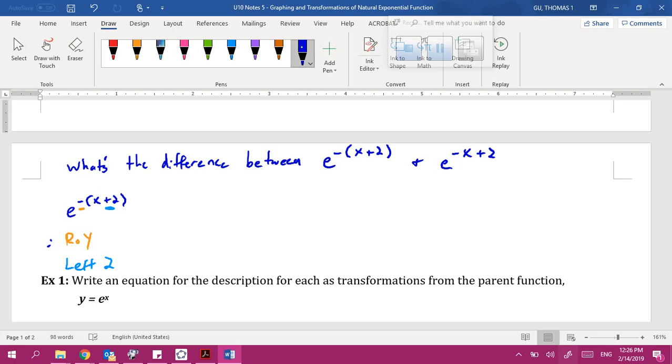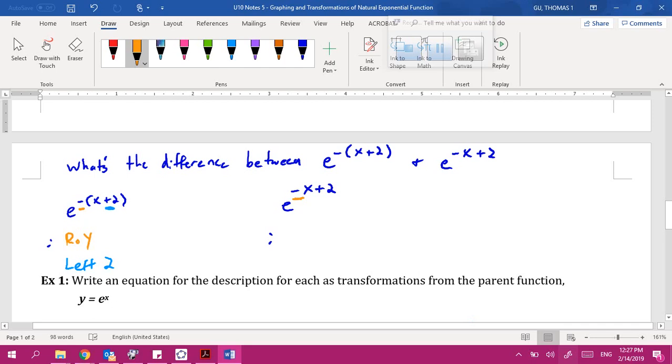You guys got that one. But now let's take a look at the other case. E raised to the negative x plus 2 with no parentheses. Can you tell me the two transformations here? What is the negative sign here? You guys should know this one. What does a negative tell you? Reflecting. So is that reflecting over anything different here? Not really. Still reflect over y. Remember, reflect over x, the negative sign has to be where? In front of the e.